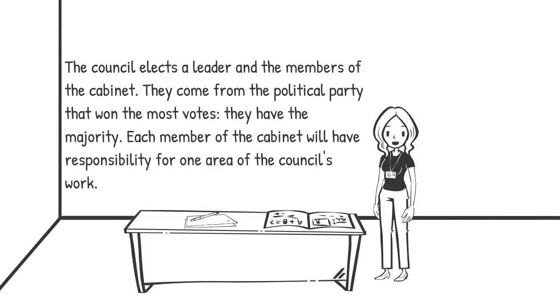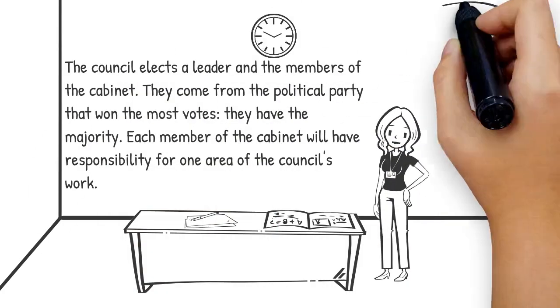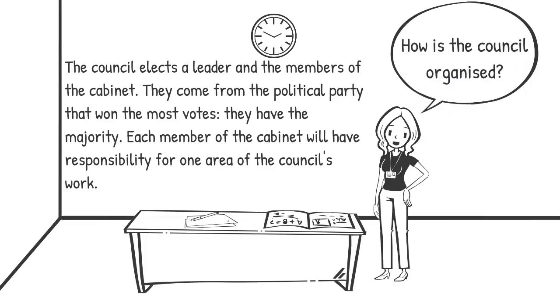Every area, or ward, in the country elects a councillor. When the council meets after an election, it elects a leader and the members of the cabinet. The leader and the cabinet come from the political party that won the most votes. They have the majority. Each member of the cabinet will have responsibility for one area of the council's work, such as education, social services, finances and leisure.